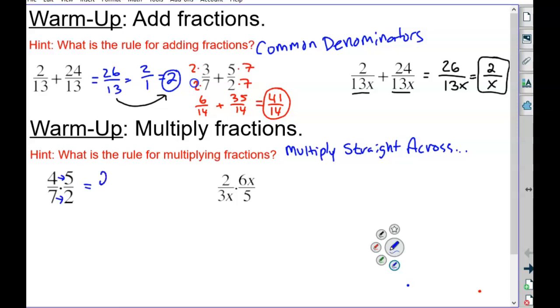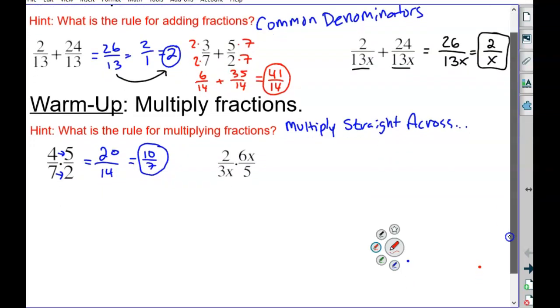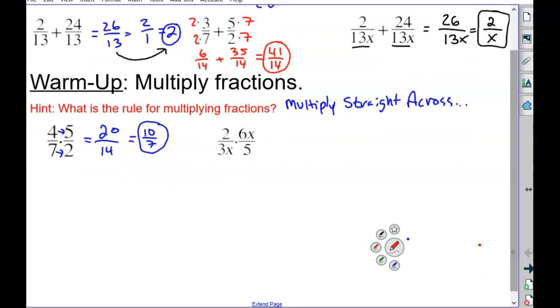But some students do this and say, okay, well 4 times 5 is 20, 7 times 2 is 14. But we run into a small problem there because that fraction is not reduced. So then I can divide each one by 2 for sure. And I get 10 sevenths. However, I think there's a better way to approach a problem like this.